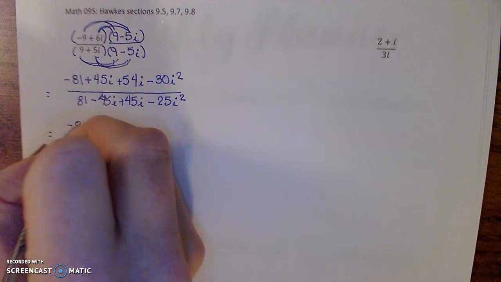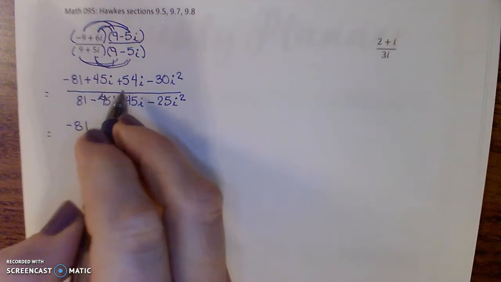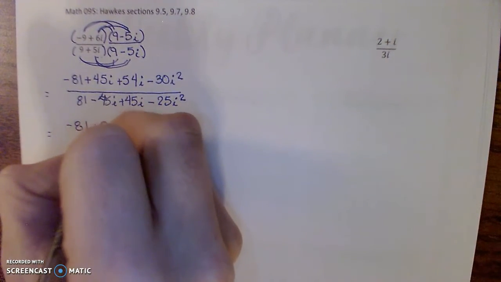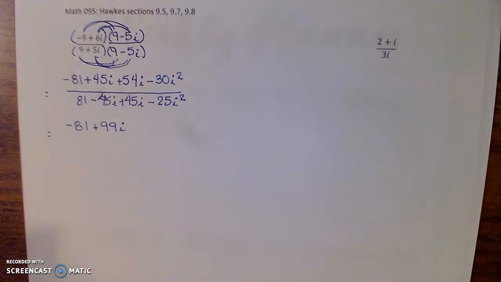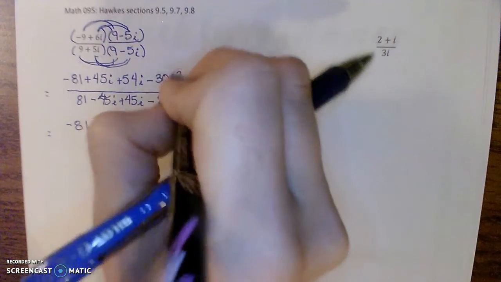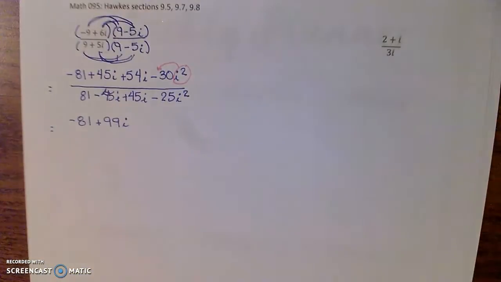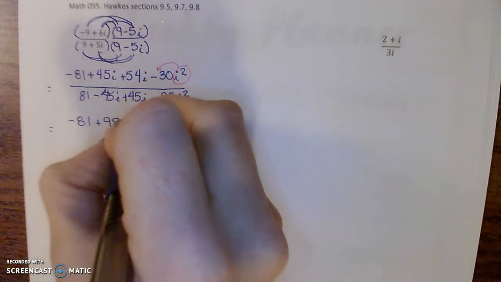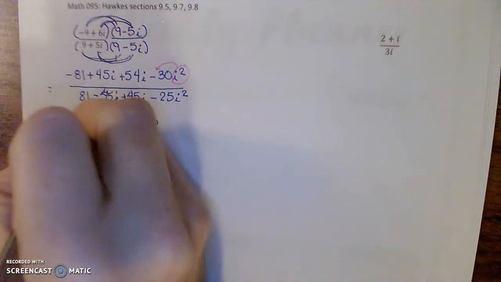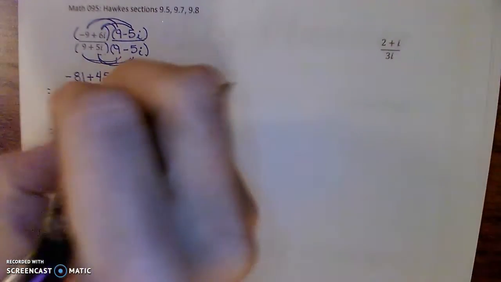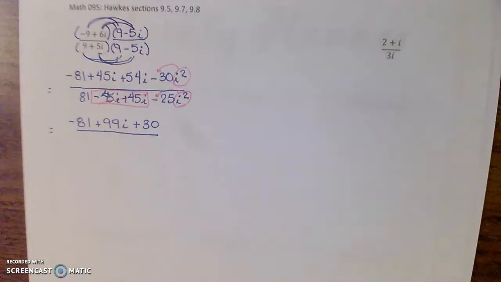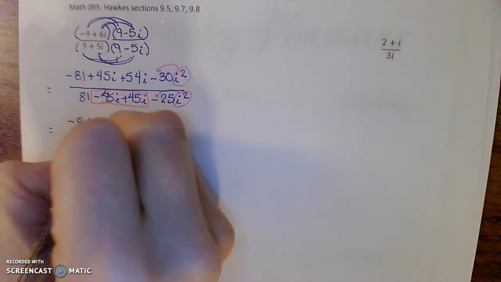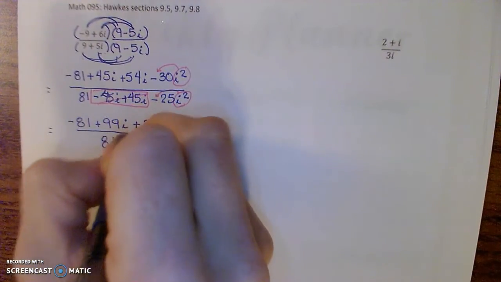In the numerator, negative 81, 45 plus 54, that'll be plus 99i. And then minus 30i squared. Remember, the i squared will really just change, because that's negative 1, it's going to change the sign of the coefficient. So plus 30. All right, and in my denominator, like I was expecting, these two terms are going to add to 0. And then the i squared here will change the sign of that to positive. So I just have 81 plus 25.